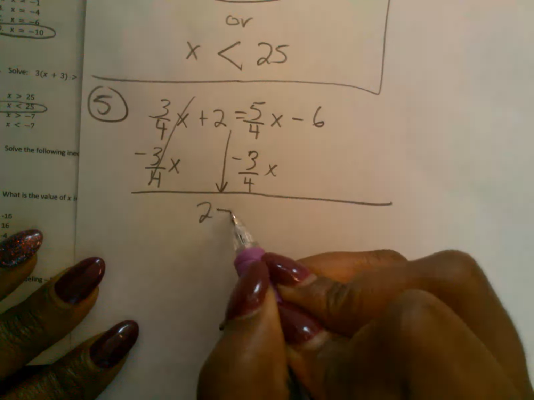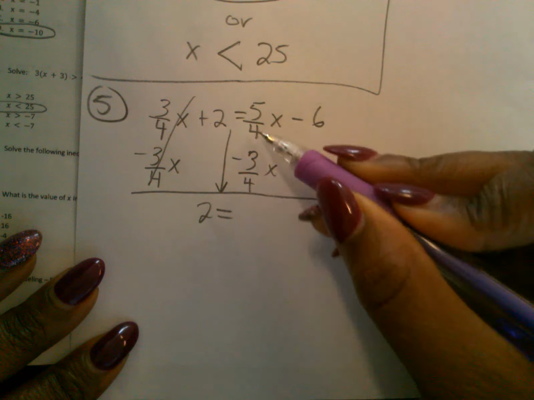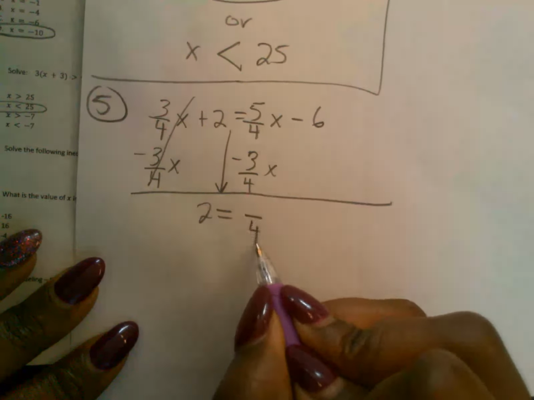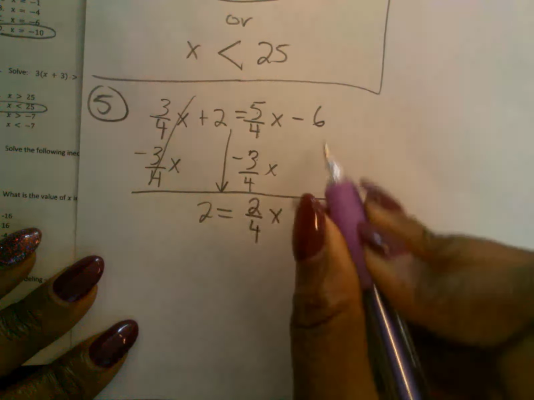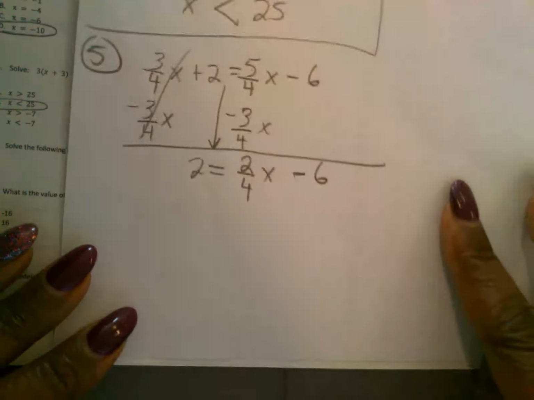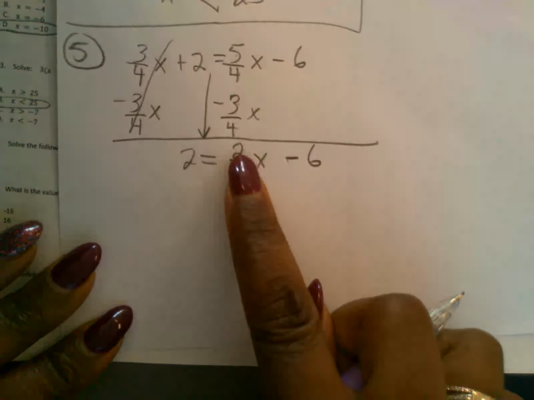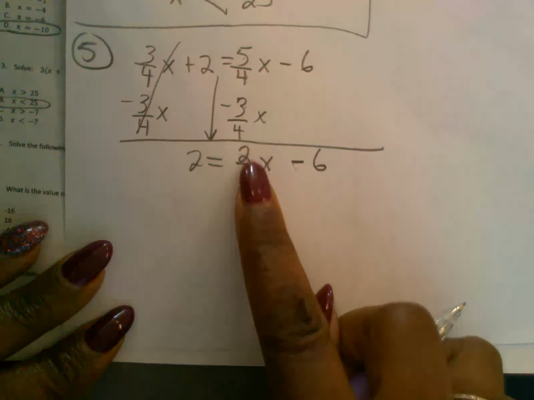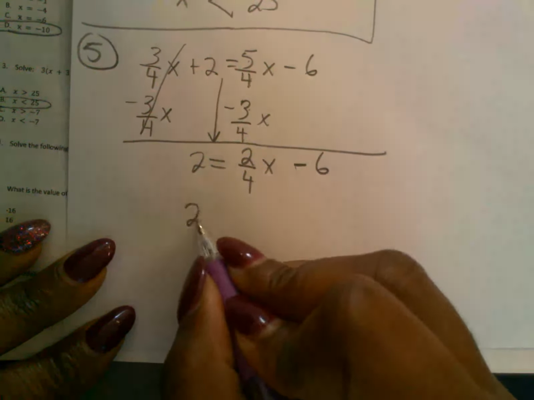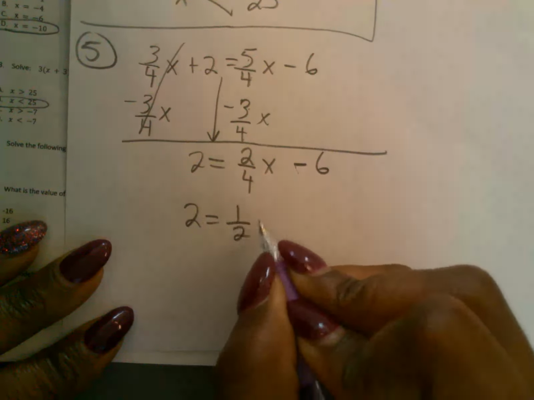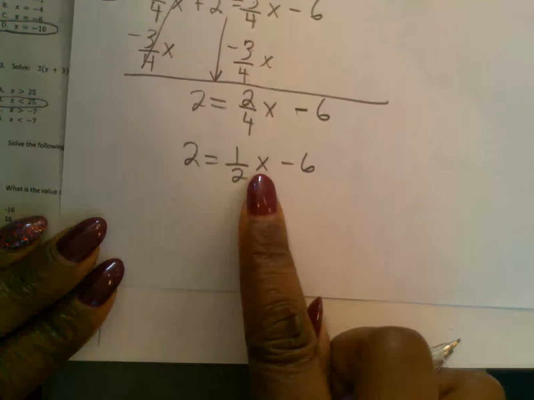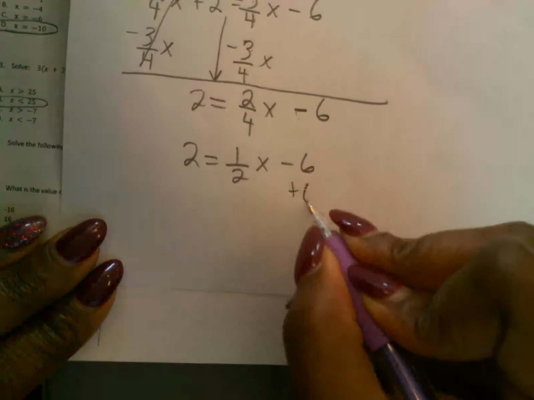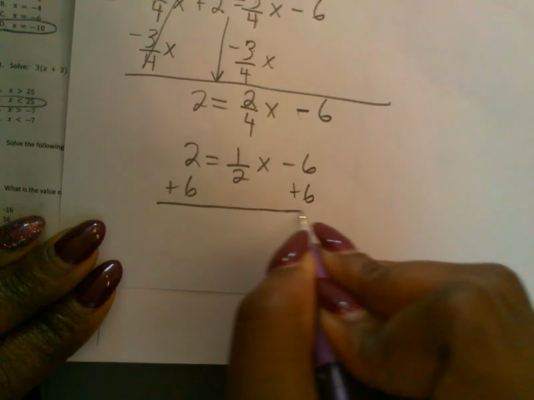Bring down the equal. The denominators are the same. Okay. 5 minus 3 is 2. Bring down the minus 6. I'm going to reduce this fraction. So reduce this to 1/2. Okay. So we got 1/2 x minus 6. I'm going to get x by itself by adding 6 to both sides.